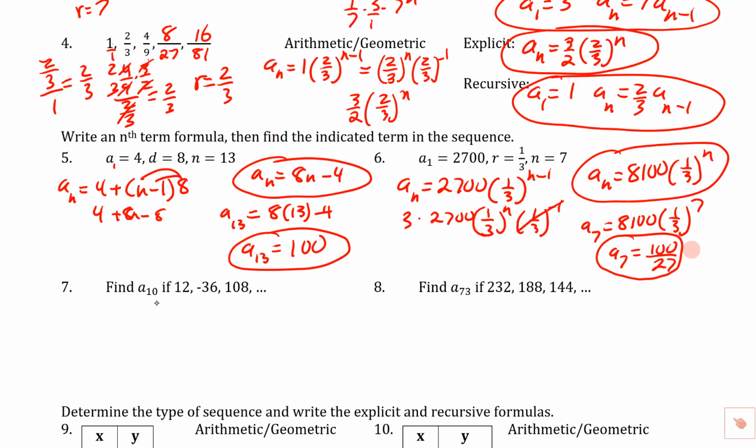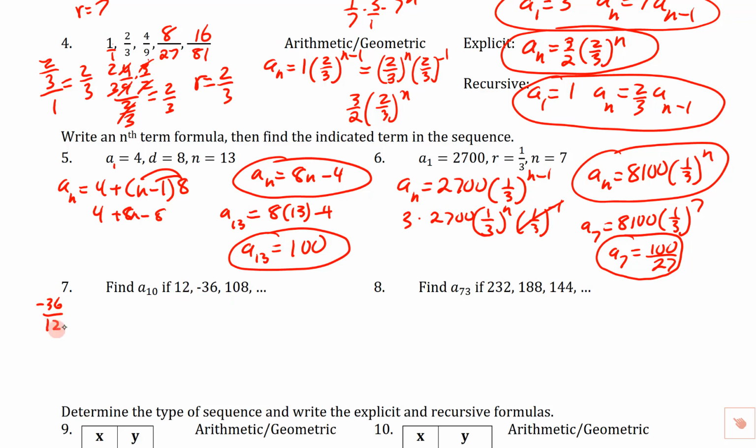Okay, let's take a look at this one right here. Number 7, we want to find the 10th term if we've got a 12, then a -36, then a 108. Now, it's true, you could just kind of figure out what's going on here and write out all 10 of them, but we do want to use all these skills and practice these skills. So let's take a look here. To go from 12 to -36, gosh, we'd have to subtract 48 if this was a common difference, and then there's no way the difference between the two of these is 48. So this is definitely going to be geometric, and let's just double check.